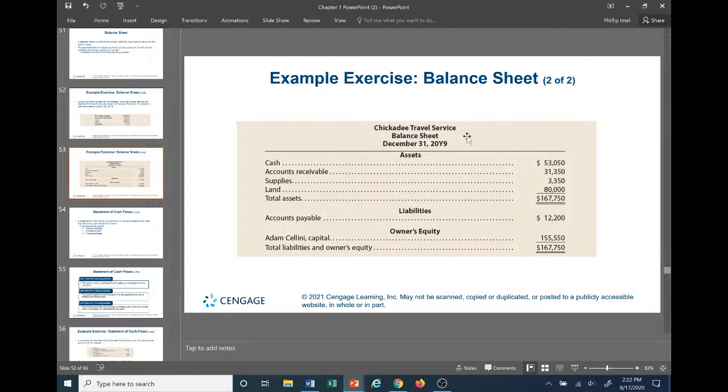Let's take a look at the title to start with. Chickadee Travel Service, balance sheet. And recall the date. Notice this one is December 31st, 2009. So this is as of December 31st, 2009. Not for the period of, just like on a statement of changes in owner's equity or on the income statement. But recall the balance sheet is at a point in time. It's just a snapshot of the financial position of a company as of December 31st, 2009.